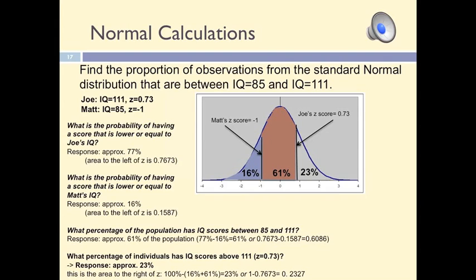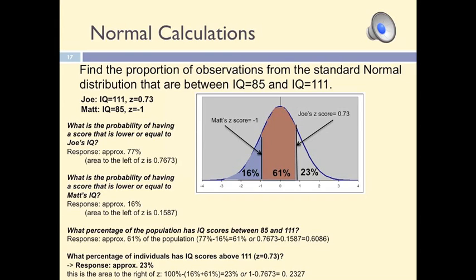If we want to find out the area or the interval between the two values, all we have to do is just subtract 16 from 77%, and the difference represents the percentage of individuals who scored between the two given values. In this case, the percentage is 61%. If we want to be more precise, we can use the two areas obtained from the table to do the subtraction and then transform the result into percentages.